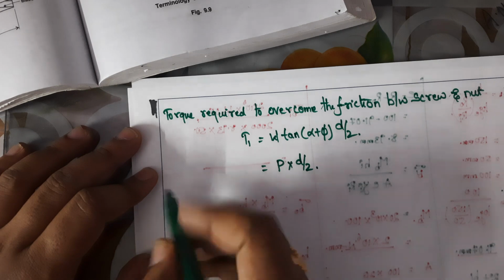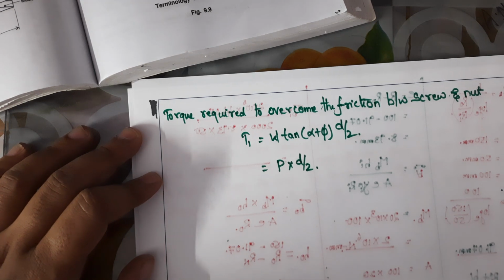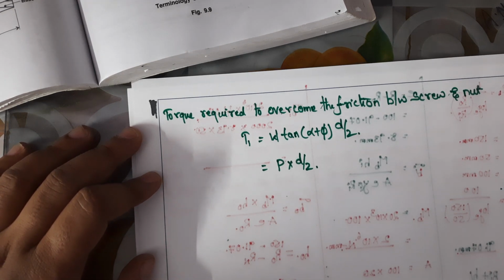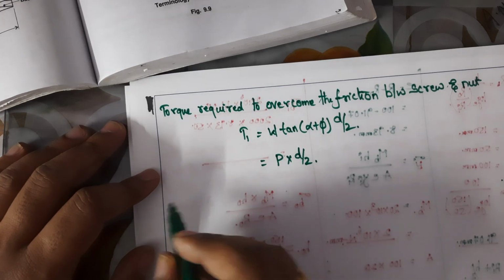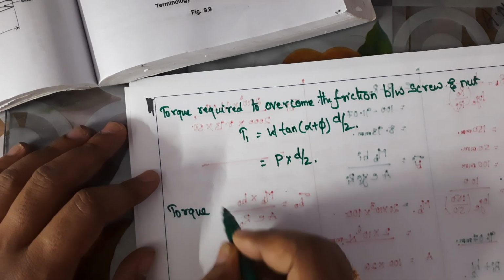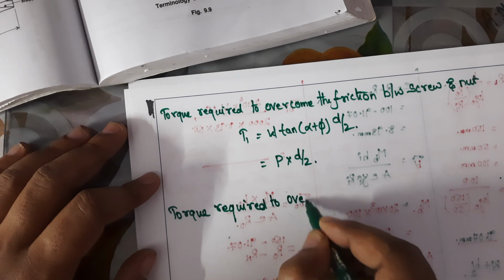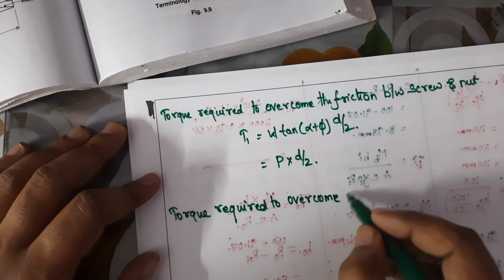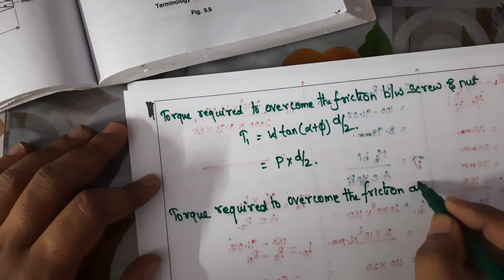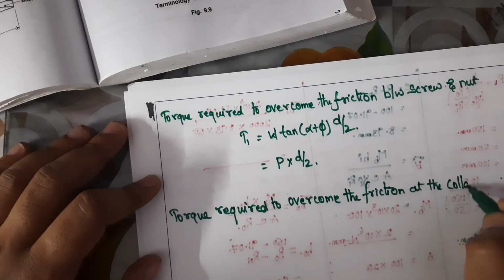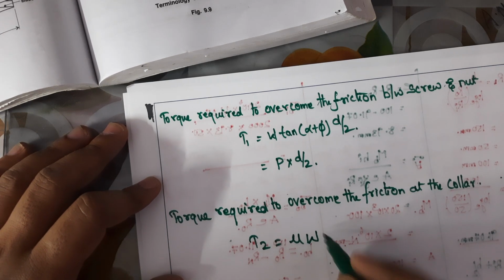So this is the torque required to overcome the friction between screw and nut. The other thing that we have to overcome is the friction between the collar and the load. So the torque required to overcome the friction at the collar is nothing but T2 is equal to mu into W into R.